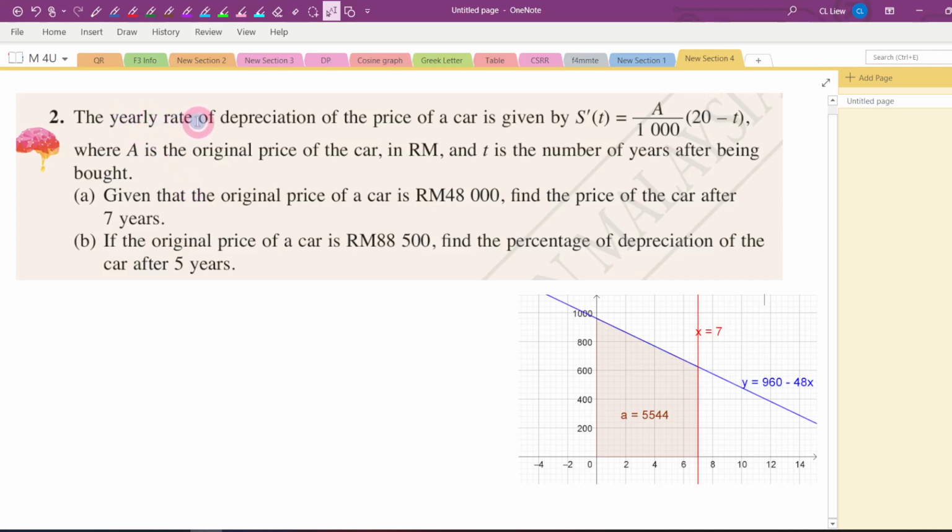The yearly rate of depreciation of the price of a car is given by this, where A is the original price of the car in RM and T is the number of years after being bought. Given that the original price of a car is 48,000, we want to find the price of the car after 7 years. Okay, the first step, I'm going to bring this 48,000 into this equation.